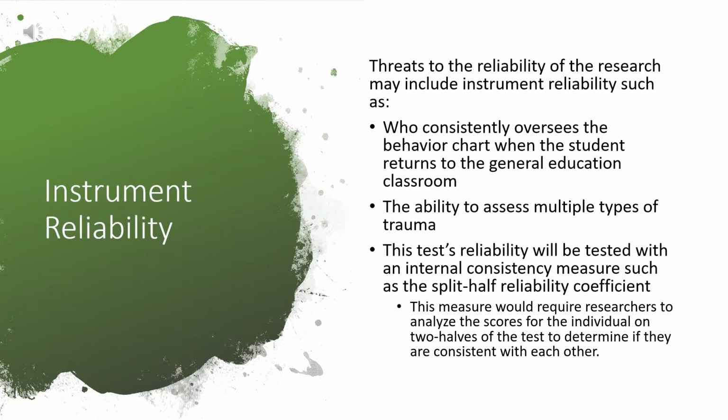Some threats may include who consistently oversees the behavior chart. If the same consistent group of people do not oversee the chart, it could be different. The ability to assess multiple types of trauma. And this test reliability will be tested with an internal consistency measure, such as a split half. So it would require researchers to analyze the scores for the individual on two halves of the test to determine if they are consistent with each other.